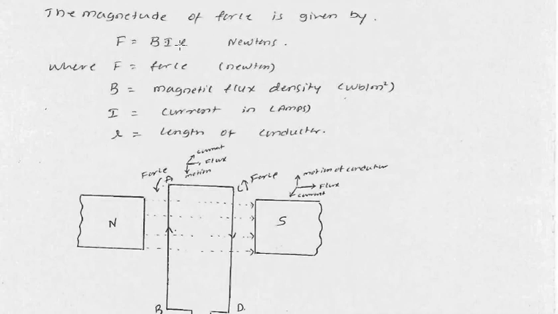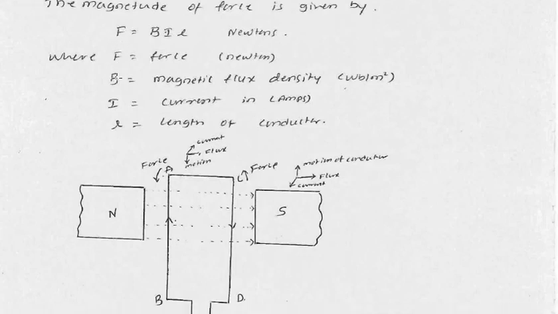And what is the L? L is the length of the conductor. So if you see, the force experienced by the conductor is directly proportional to the magnetic flux density and the current that it carries and the length. So as magnetic flux density increases, the force will increase. As the current in the conductor increases, the force will increase. As the length of the conductor increases, also the force will increase.